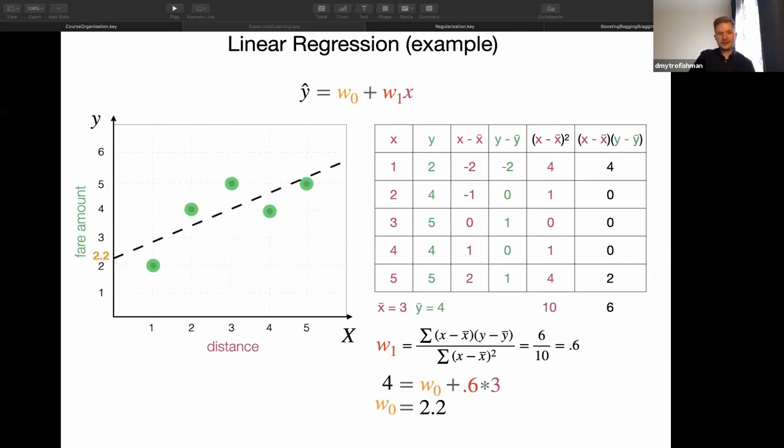So this is our line equation. So what is 2.2? Igor, what is 2.2 in terms of taxi rides? You just pay 2.2, let's say euro, for the car, to get in the car. Yeah, exactly. Kenneth, what is 0.6? It's the slope. So 0.60 cents per unit of distance.